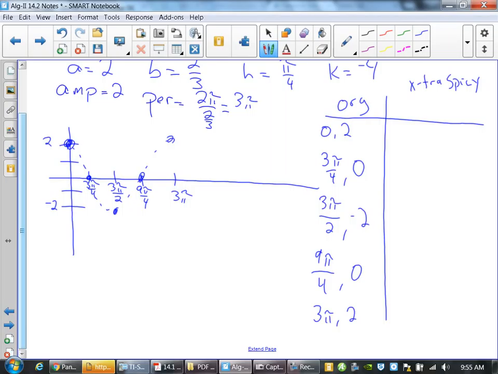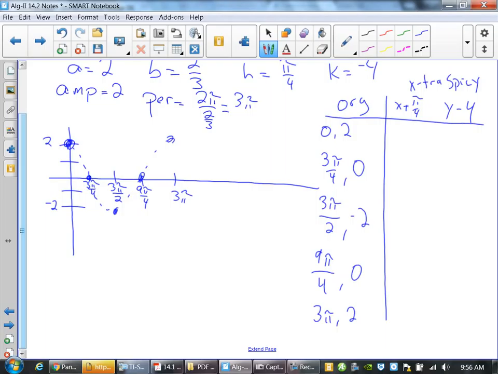And on the extra spicy, what do you do to each one of those ordered pairs? You add the 2 pi... pi over 4 and you subtract 4. So it's going to be x plus pi over 4 and y minus 4.